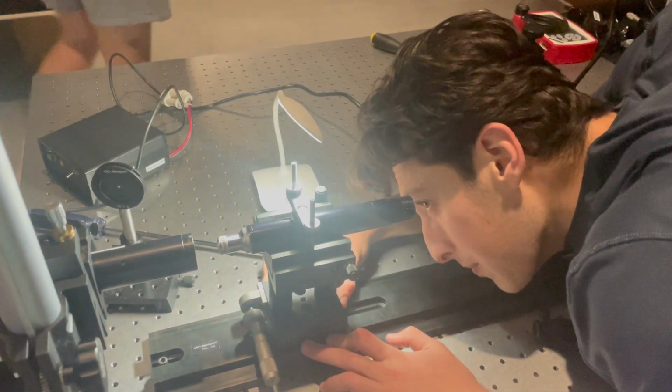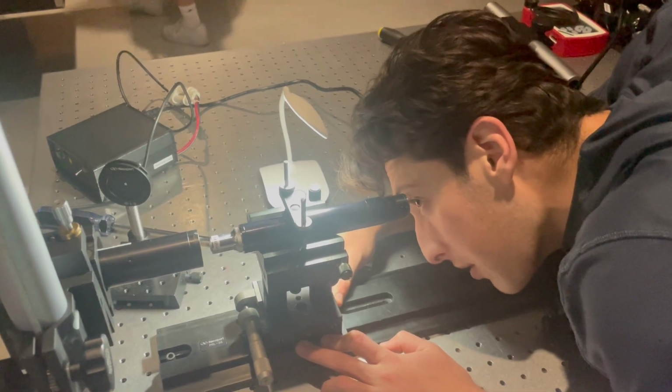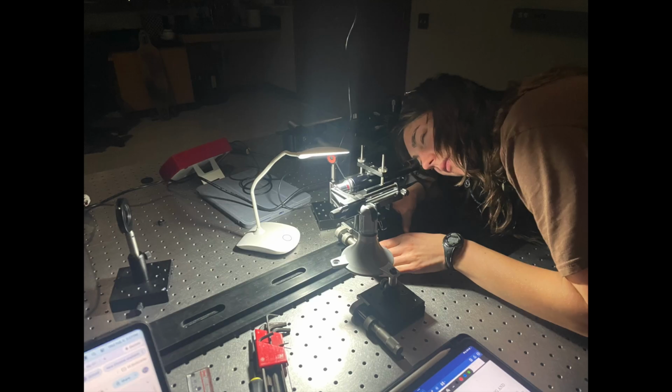After turning the laser off, we looked through the microscope and positioned it such that the reticle was focused on the mechanical aperture of the laser. We subtracted the position of the laser aperture, also called position A, from the position of the microscope to find our microscope focal distance. This distance is just a reference measurement that will be used throughout the rest of the lab to precisely measure the position of the knife edge with respect to the laser aperture.